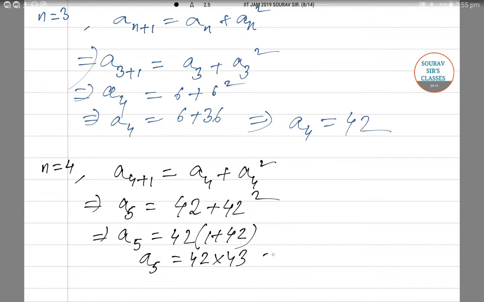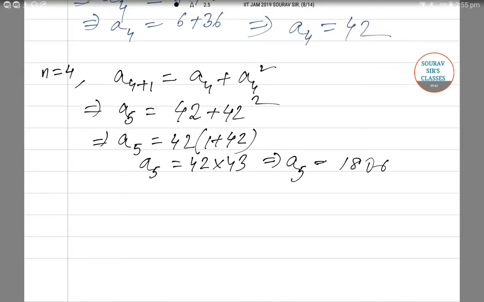So a5 would be, if we solve, multiplying 42 and 43 we will get a value which is equal to 1806. So this is the value of 42 into 43. So we have got the values of a1, a2, a3, a4.